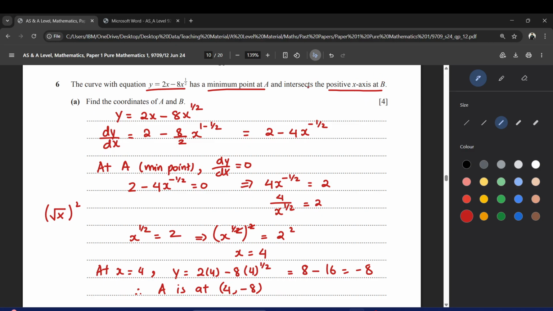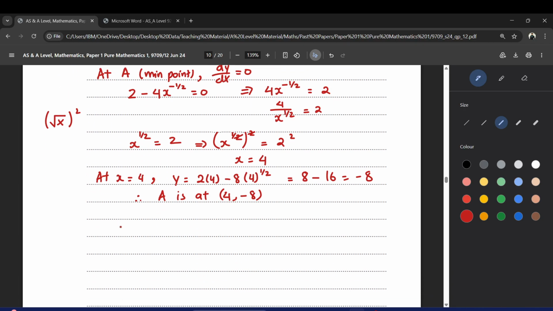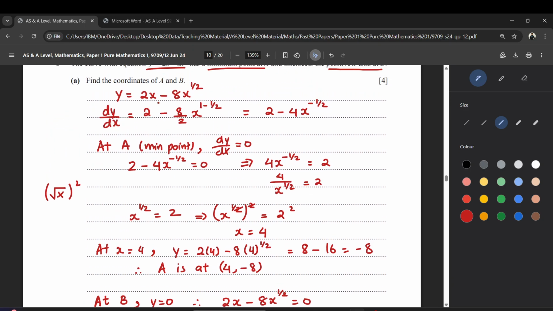So let's read it again. It says that the curve with this equation has a minimum point at A, and the curve intersects the positive x-axis at B. At the x-axis, y is equal to 0. So that will be our second equation that we have to start. So I'm going to say that at B, y equals 0. Therefore, 2x minus 8x to the power half is equal to 0. This is the original equation of the curve, right? This one.